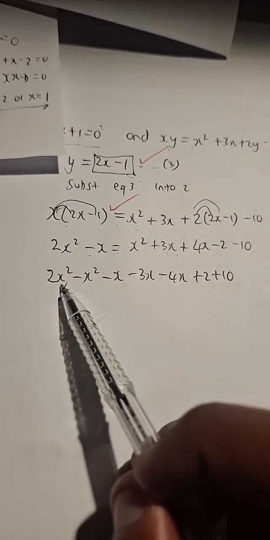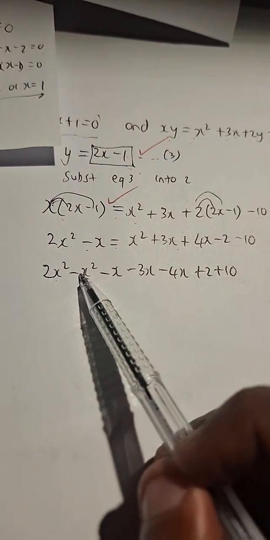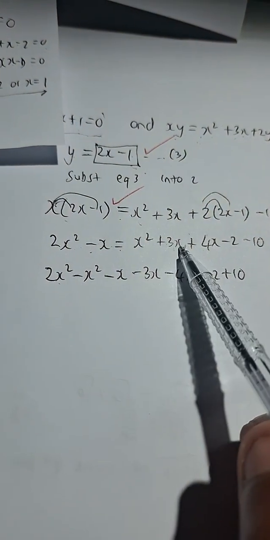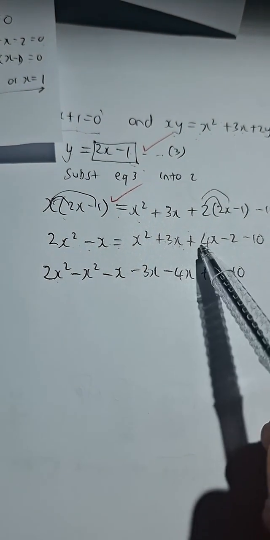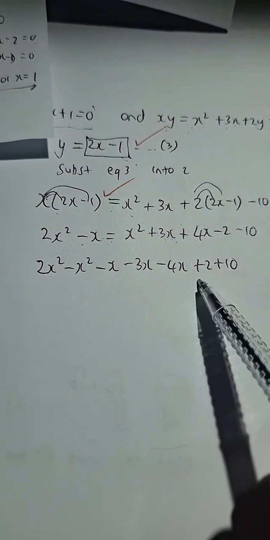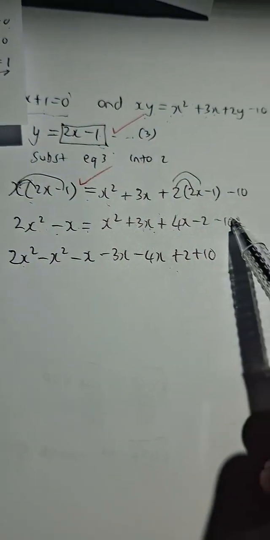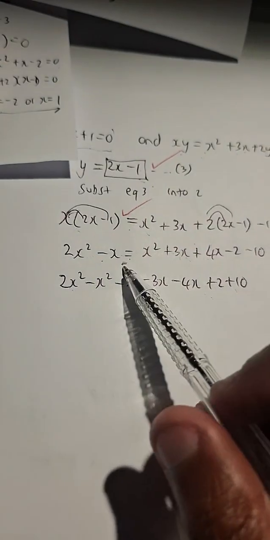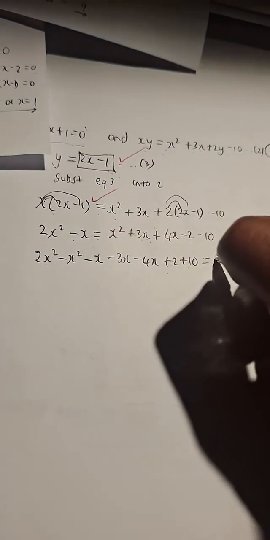So the 2x squared was fine. You take the x squared, it becomes negative x squared. The minus x is still in the right place. You transpose the 3x, which was positive, it's negative 3x. 4x, which was positive, becomes negative 4x. Minus 2, which was negative, becomes positive 2. Minus 10, which was negative, becomes positive 10. Okay, now where is my beloved equal sign? Equal to 0 at the end.